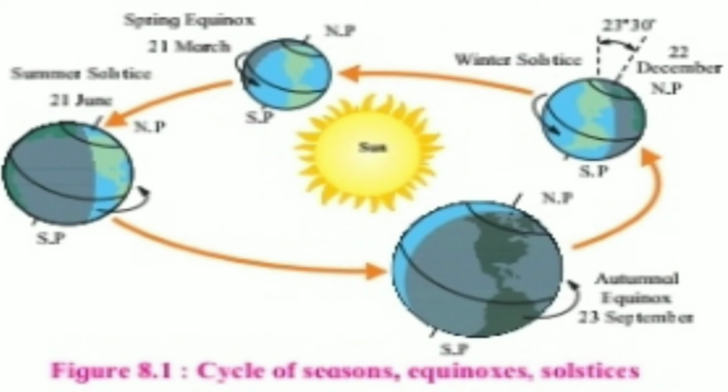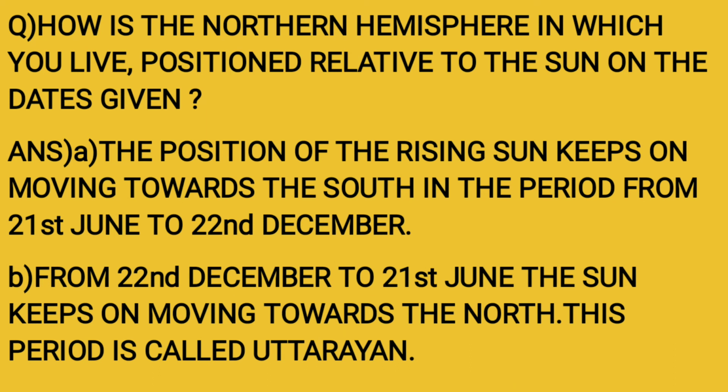I hope you understood now what is happening. Autumn season will start here, spring season will start here. Summer, autumn, winter, spring. Understood? But the two main seasons are summer season and winter season. Okay. So now I hope the entire diagram is clear. So there are some questions which are based on this diagram.